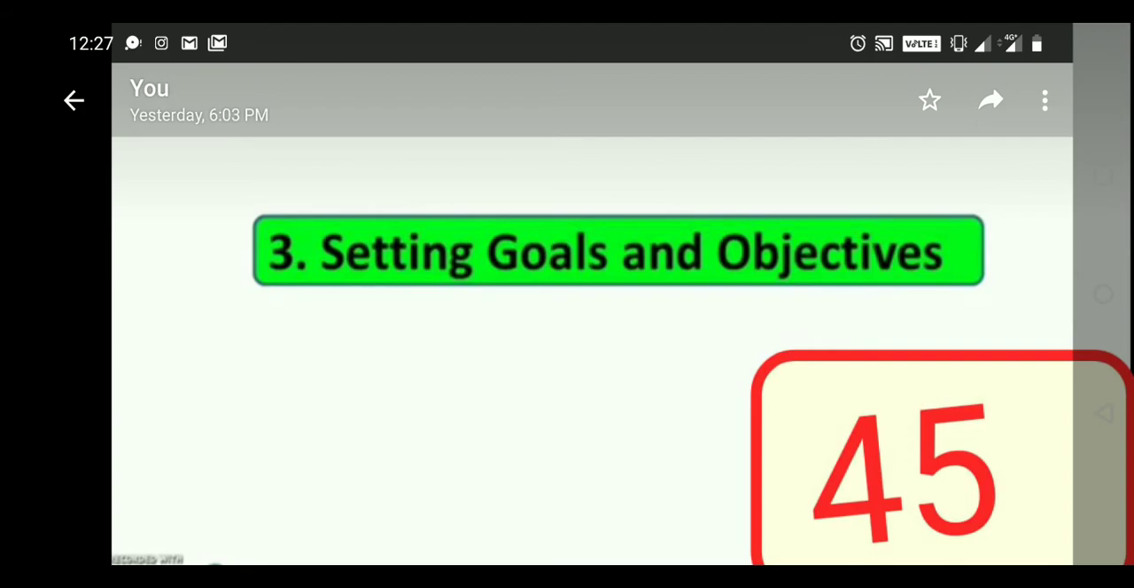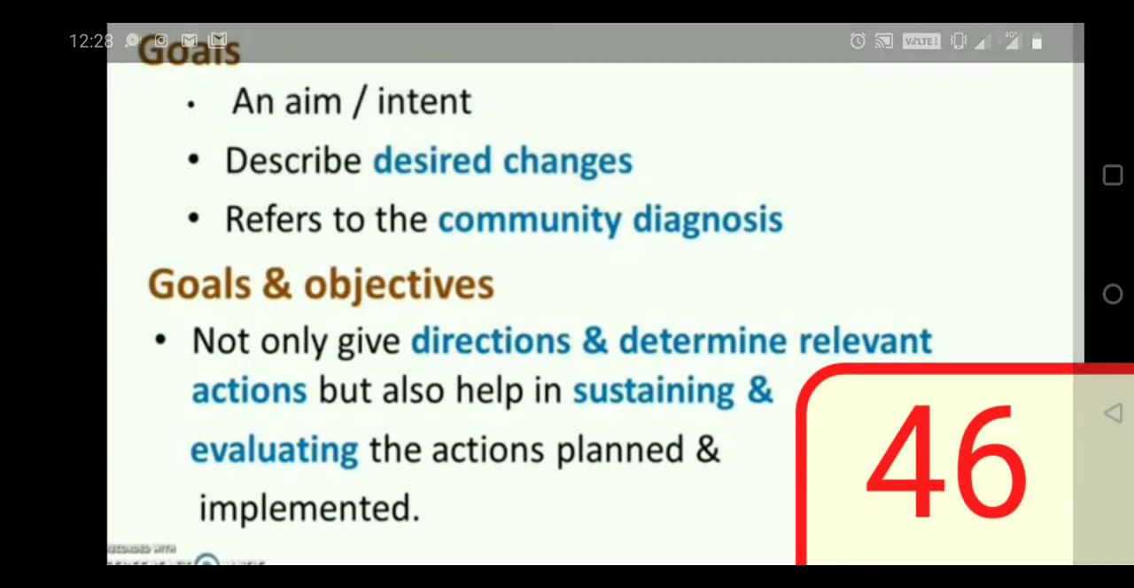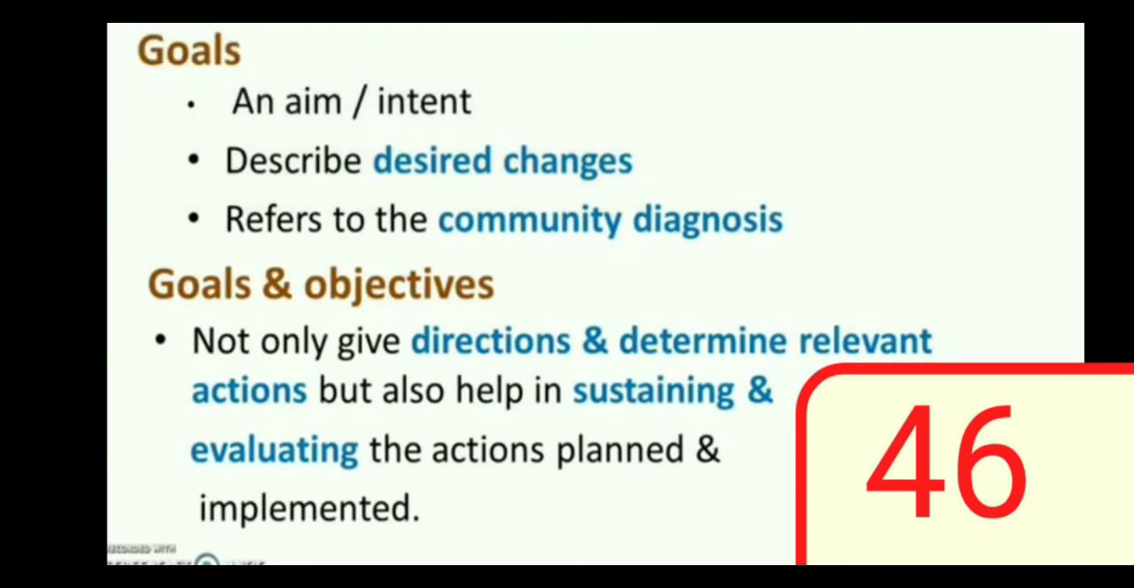So the next one is setting the goals and objectives. A goal means an aim or a desired change we are able to make, and it refers to the community diagnosis. Goals and objectives not only give direction and determine the relevant actions, but also help in sustaining and evaluating the actions planned and implemented. So once you have diagnosed the condition, we can make a goal to solve the problems.